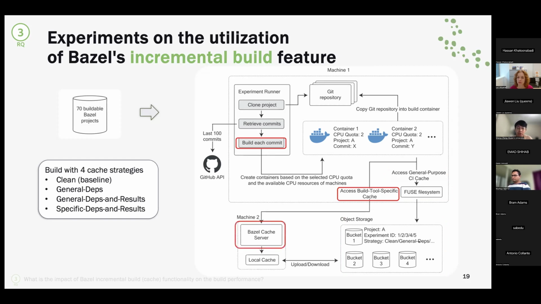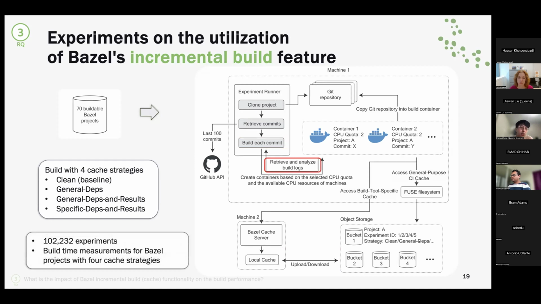We set up a Bazel cache server on another machine, and the build system will access the Bazel specific cache through a gRPC API, and the build cache server will access the cache stored on object storage underlyingly. After the experiments are finished, we collected the build logs and extracted the build durations. In total, we performed 102,232 experiments, and we collected the build time measurements for Bazel projects with 4 cache strategies.